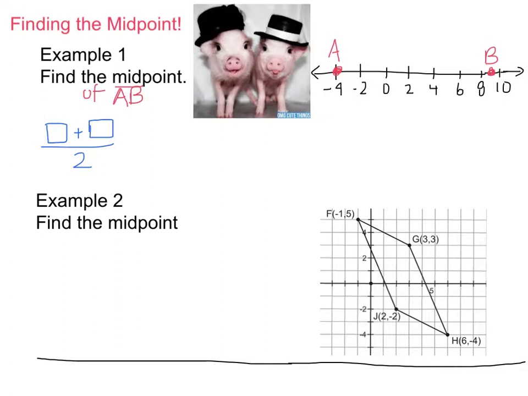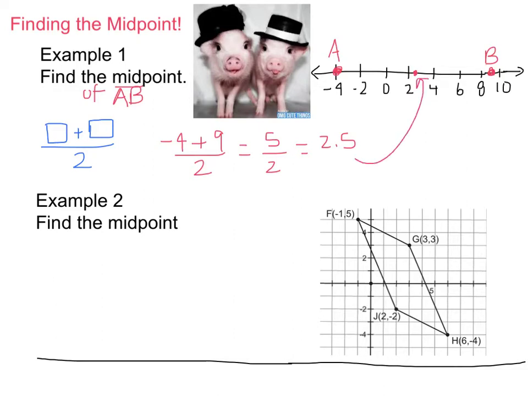So for example, for this problem, I take the endpoint A, add it to the endpoint B, which is in between 8 and 10, so 9, and then I would divide that by 2. So in this case, my midpoint would be at 5/2 or at 2.5. And if I look on the number line, here's 2 right here. 2.5 is going to be right here. So it looks like our midpoint is right there.